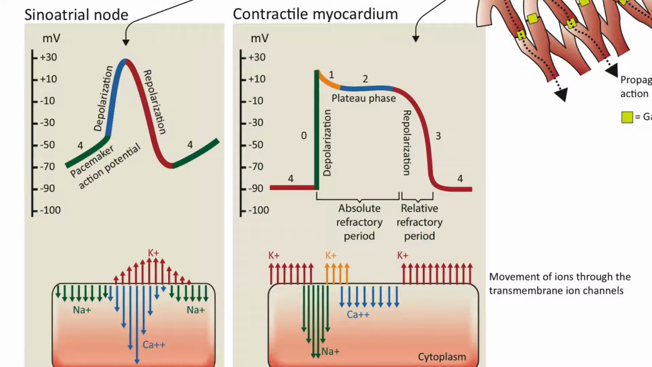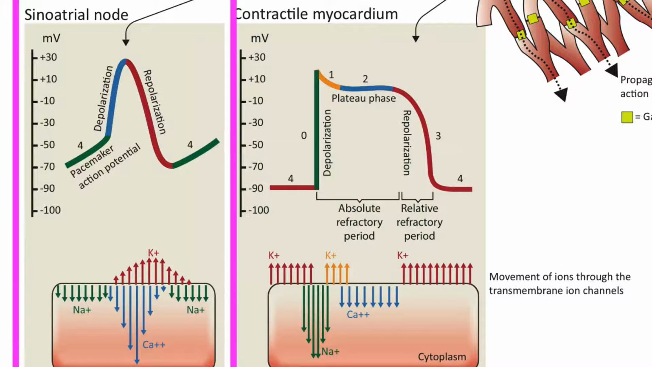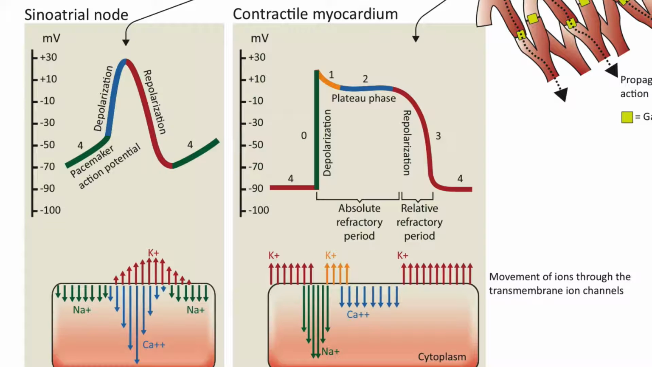But there is one more thing which you should know about the action potential, and that is simply the appearance of the action potential in the cells of the sinoatrial node. This image shows the appearance of the action potential in the sinoatrial node. The major difference between the action potential in this cell and this cell is simply that the cells of the sinoatrial node do not display any resting membrane potential.